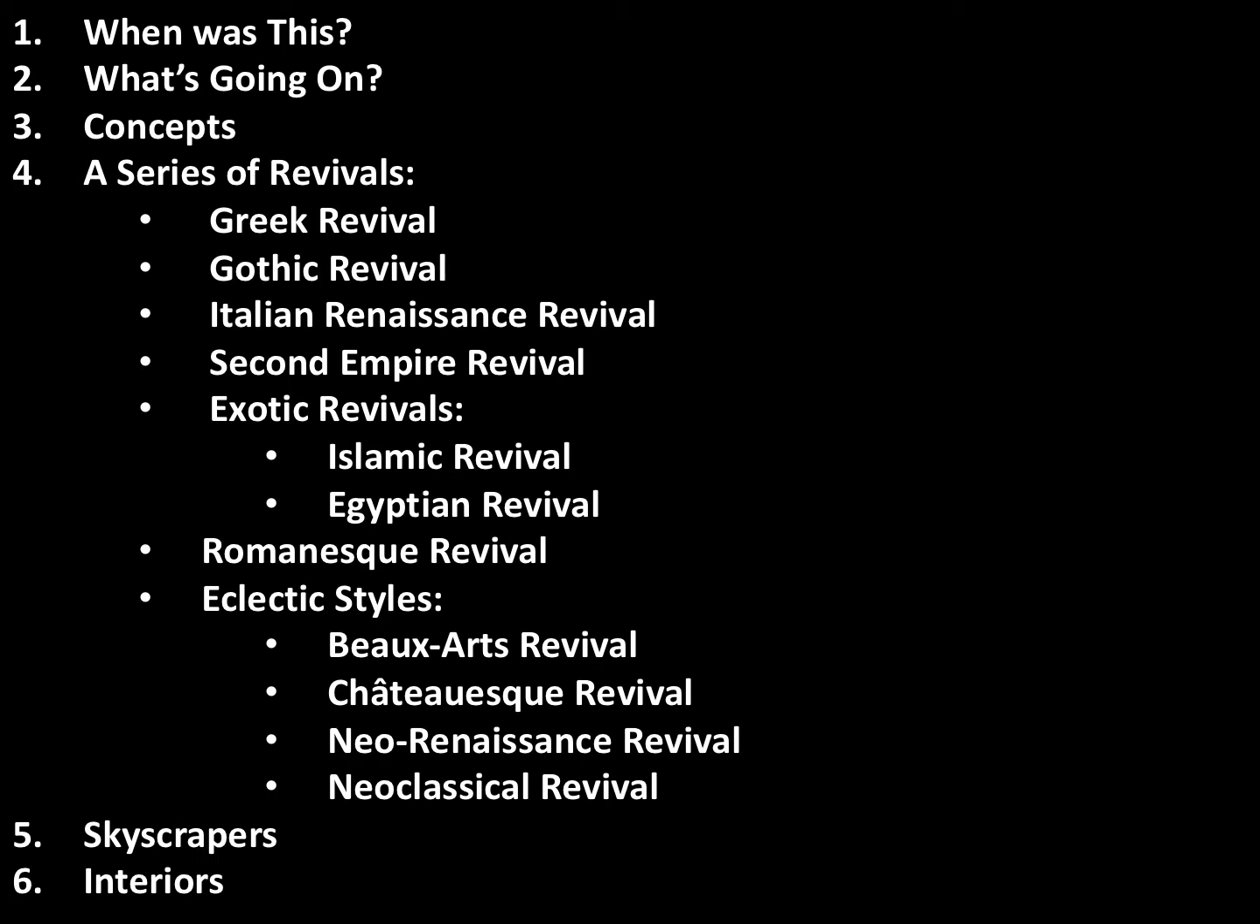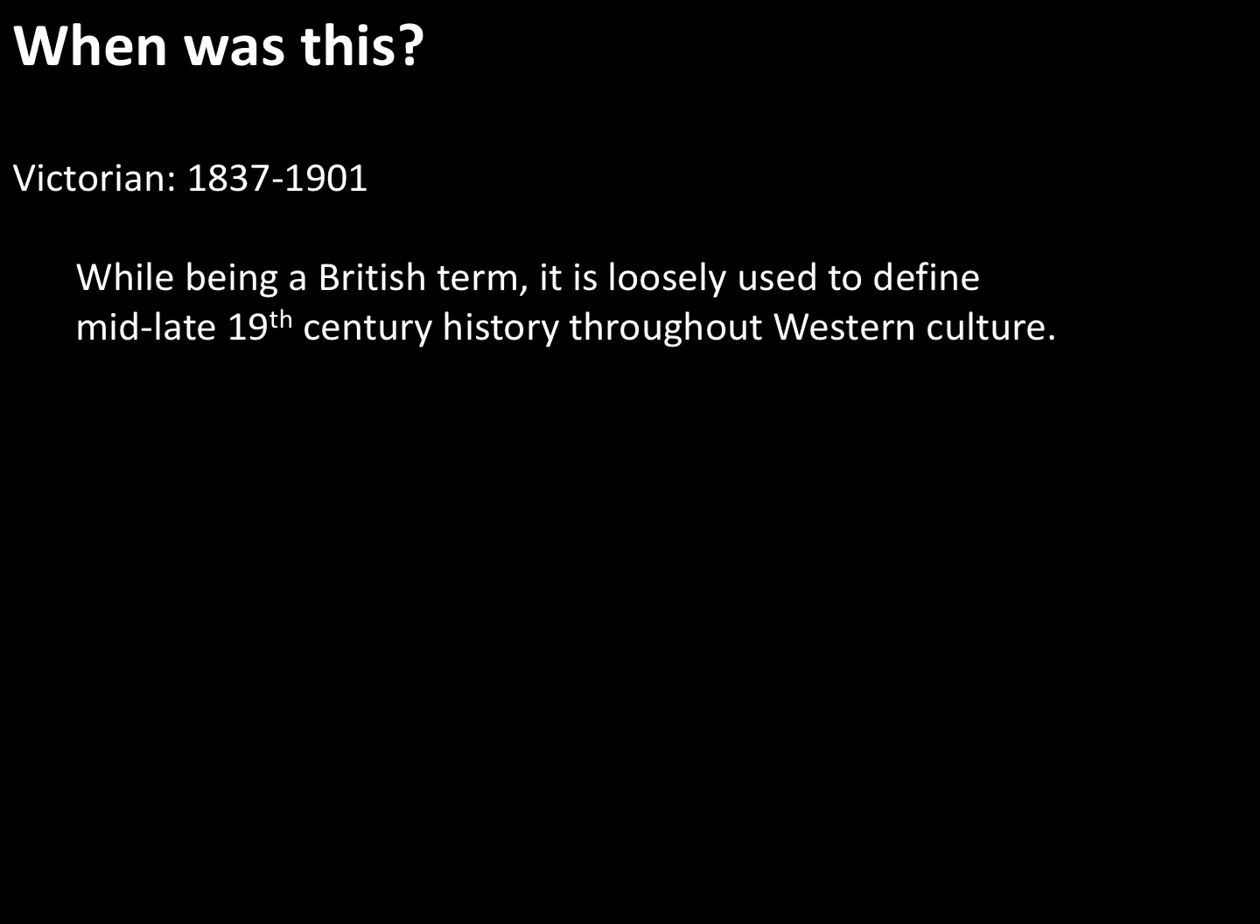We're also going to take a look at the new things happening, where we see the first skyscrapers at this time. And then we're also going to look at some of the interiors and how the Victorian age affected what's going on inside. The Victorian age, it's very easy to set the time period because this is the time when Victoria was on the throne in England. And so while this is a British idea, it is used to pretty much describe what was going on throughout Western culture from the middle of the 19th century through the turn of the 20th century.